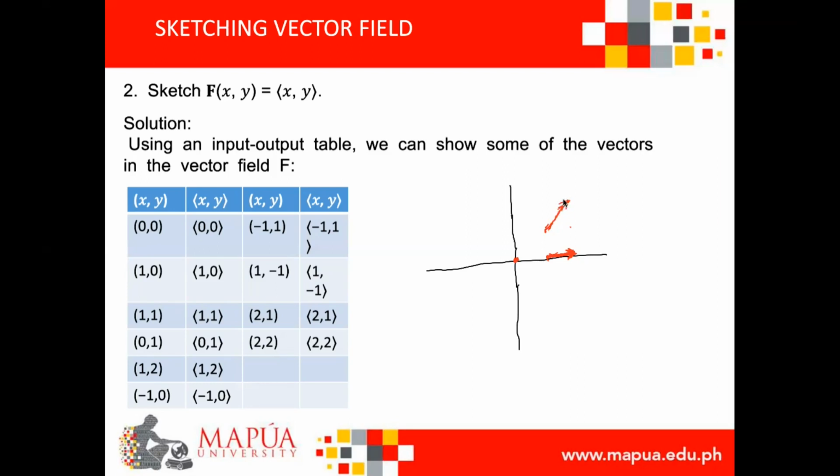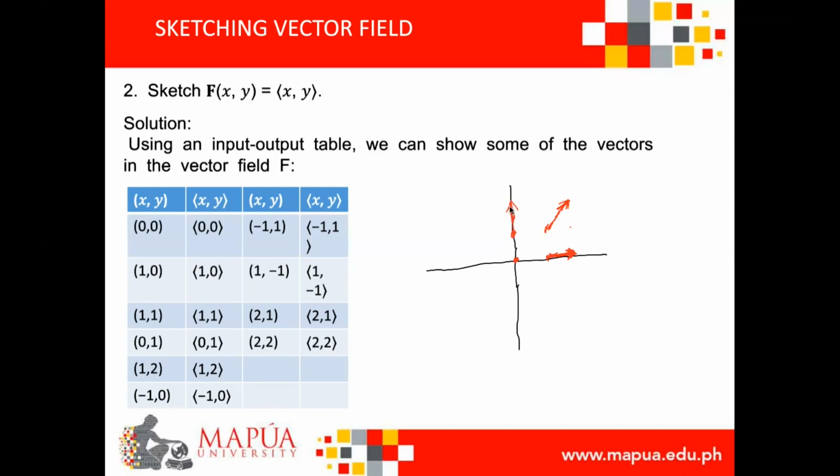Then let's draw an arrow. Then we have 0, 1. 0, 1 is right here. Then let us plot 0, 1 also for the components of your vector field. So we have 0 for x, then y is 1. So it's like having this point move 0, then 1 upward.